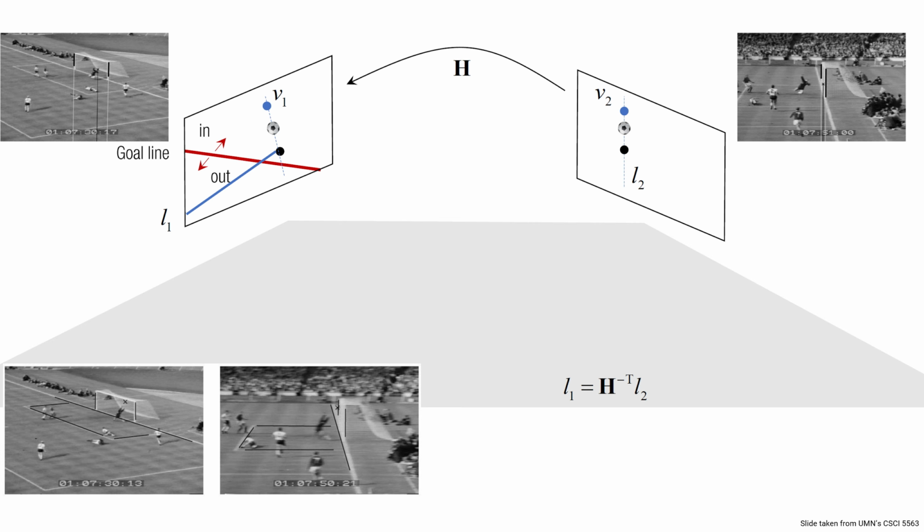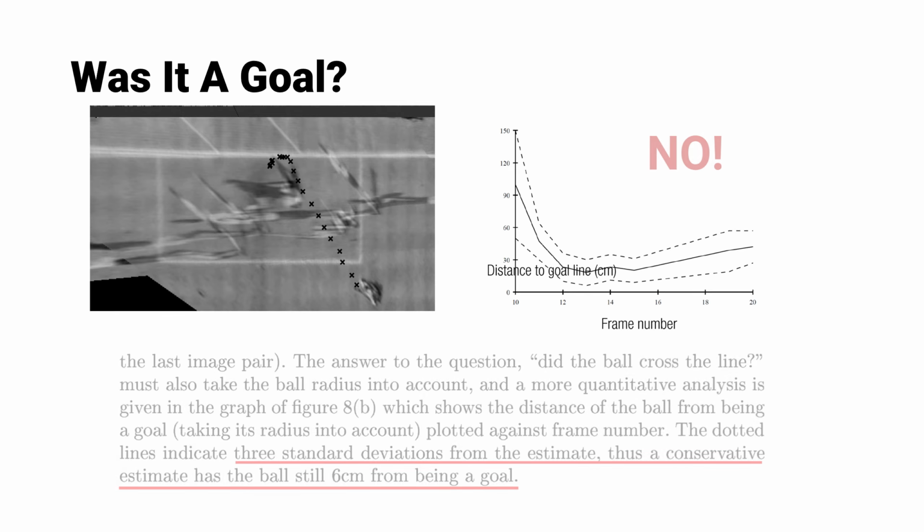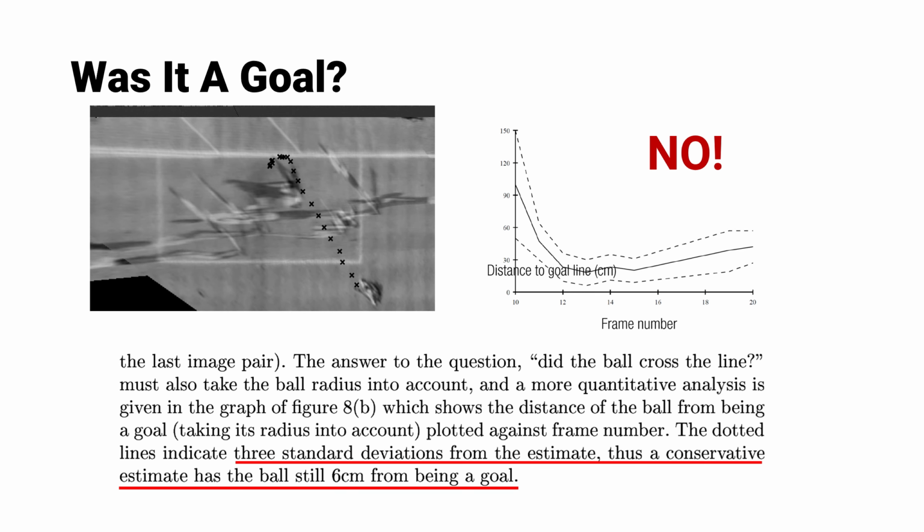So same idea as the single view metrology with the vanishing points and stuff like that. We just do it with two different views and homographies, and we can actually predict if the ball indeed went past the goal line. If we actually do that, what do we find out? We find out that it was indeed not a goal. And in this particular case, it was 3 standard deviations away from the estimate. So even by a conservative estimate, the ball is still 6 centimeters away from the goal. Though this was declared a goal, modern technology has shown us that we can go back in time and show that this was not indeed a goal, and that's why the controversy is a very big deal.